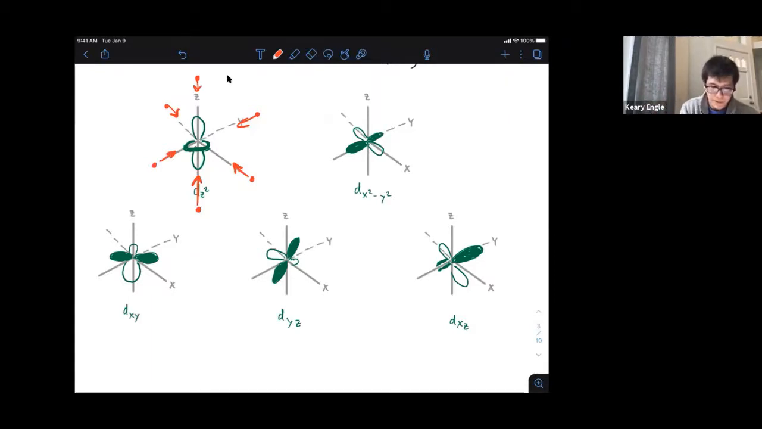Now, if we consider the effect that these incoming point charges have on the dz squared orbital, you'd imagine this would be quite pronounced because they're running directly into the dz squared orbital. Likewise for the dx squared minus y squared orbital, because the lobes of this orbital lie along the x and y axis. And then if you consider the other d orbitals, dxy, dyz, and dxz, they will be affected, but less affected because the point charges are not going to directly clash with the lobes from those orbitals.